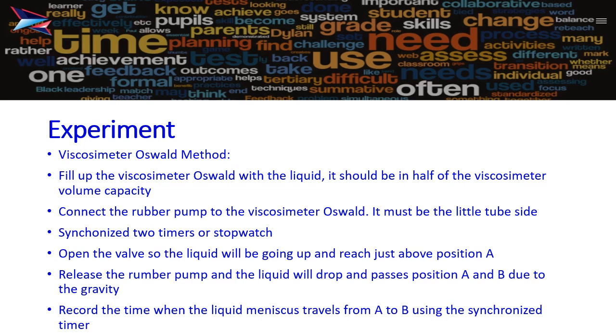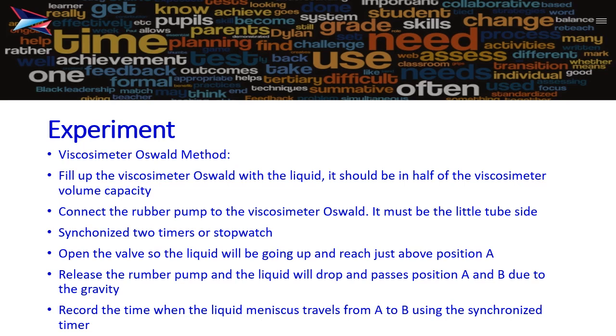Then connect the rubber tubing to the viscometer. In this case, you are using the Ostwald viscometer, and it must be connected on the thin tube side. The Ostwald viscometer is kind of a V shape, right? So you will have the left side and the other side of your tube, and the sizes are different. One is larger than the other. So you're going to apply your rubber pump to the thin tube side.